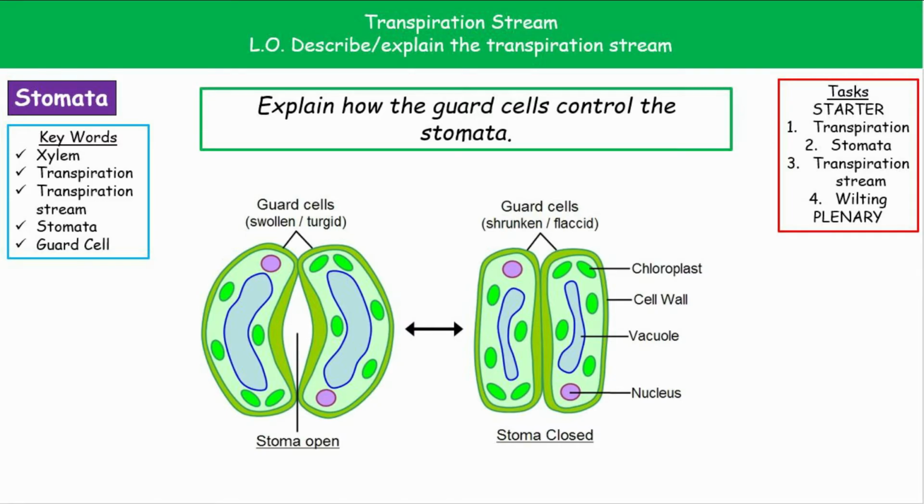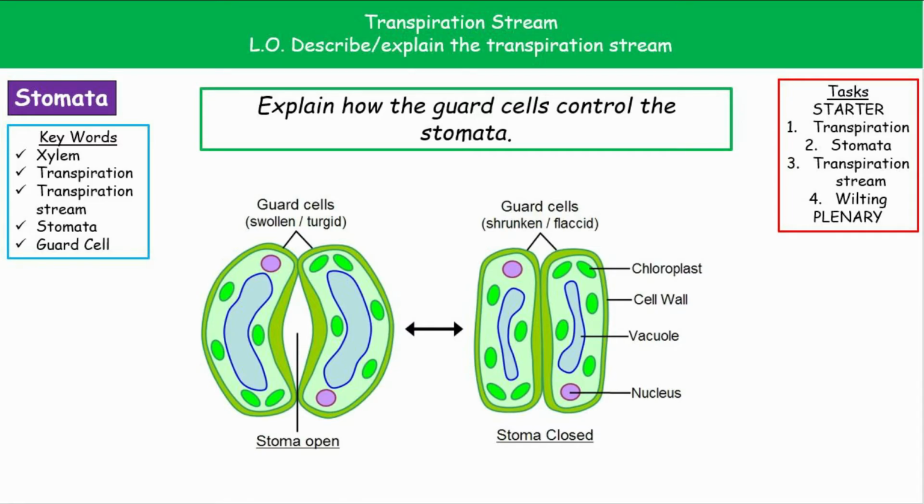So as water moves into the vacuole, it swells and pushes out against the cell wall, and because we've got a thinner cell wall on the outside than the inside of our guard cells, they push outwards and open the stomata.